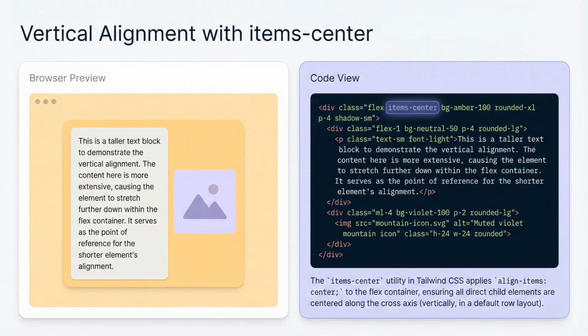Once your columns are side by side, you'll often notice that the content inside them isn't vertically aligned. One side might be taller than the other. To fix this, Tailwind provides the Items Center class. When applied to the Flex container, it vertically centers all child elements relative to each other. This is the CSS property Align Items Center under the hood.